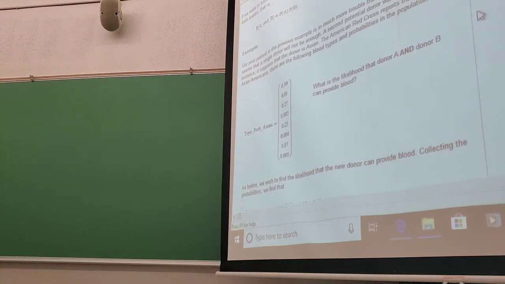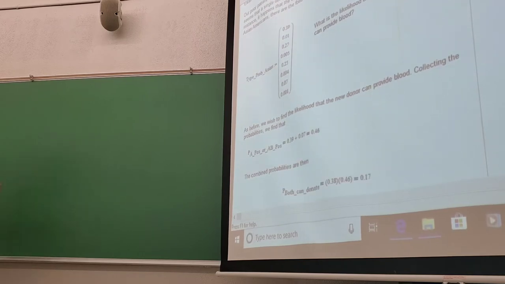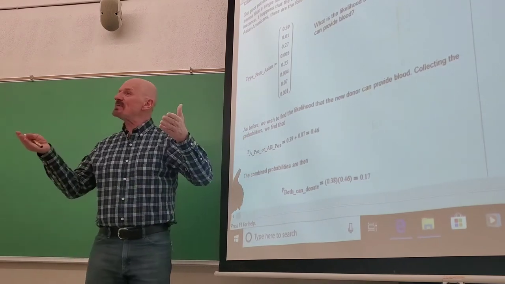So I want to know the probability of having two patients walk in the door and both of them being able to donate. Not an or, but now an and. So they both have to be able to donate. So we then multiply. First, here is the probability for this second donor. We do the same thing we did before.